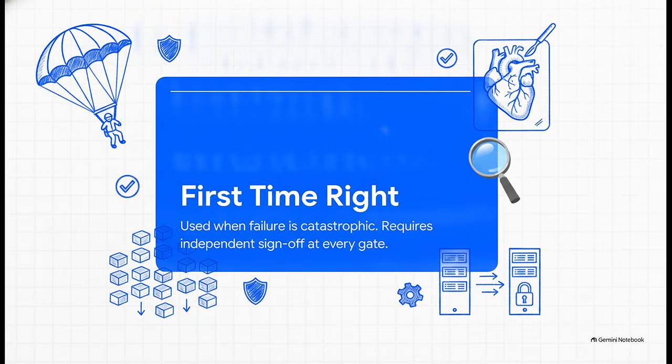You cannot learn from failure in these scenarios. There's no undo button for a wrong surgical incision or a collapsed bridge. Because of that, simple self-checks just aren't enough. You absolutely need formal, independent sign-offs at every single gate and layered defenses to guarantee nothing slips through the cracks.